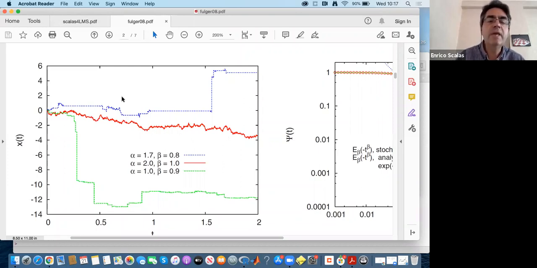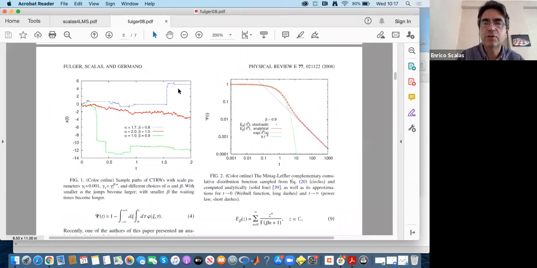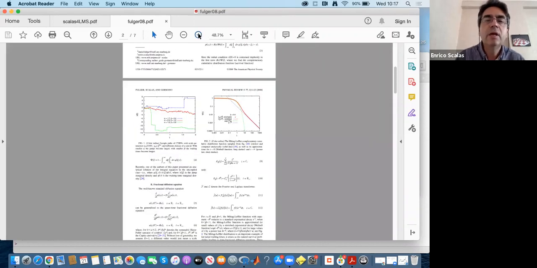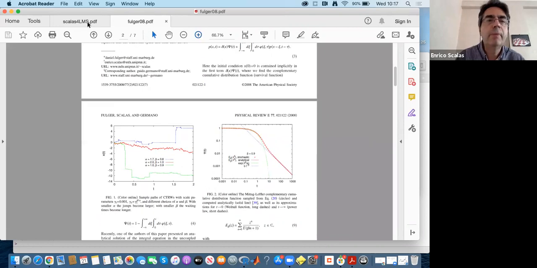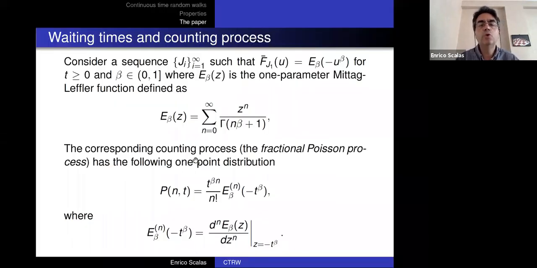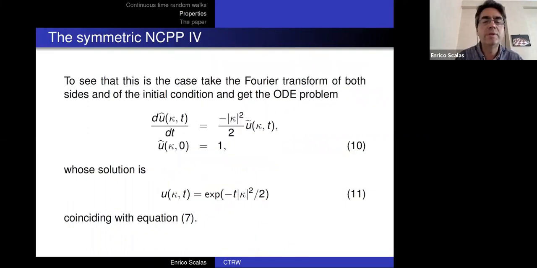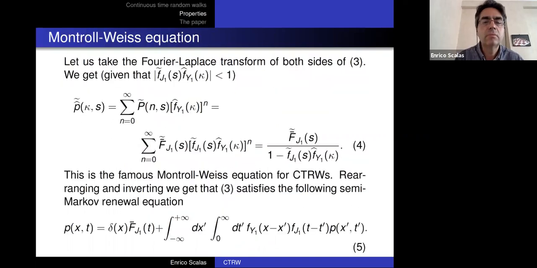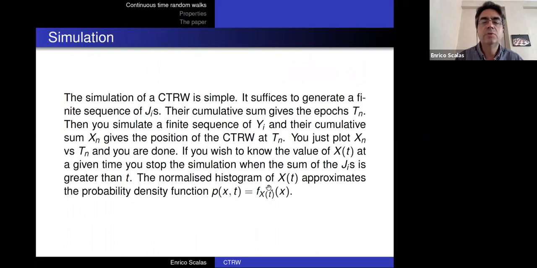It turns out that this behavior is indeed captured by an equation that is called the space-time fractional diffusion equation, which we are going now to study. So briefly, what do we need to understand this process? So remember, we are always considering continuous time random walks.